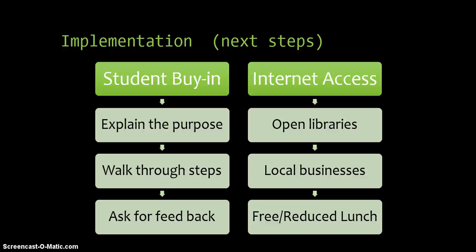A big problem is that some kids don't have internet access. You need to let them know when the libraries are open at school that they can do this, or local libraries. Also, local businesses sometimes offer free internet access for students working on projects. For example, in our town, the Chick-fil-A and the McDonald's both have free Wi-Fi if kids are doing homework. Also, the cable provider near us will provide cable for a home for $10 a month if the student qualifies for free and reduced lunch.